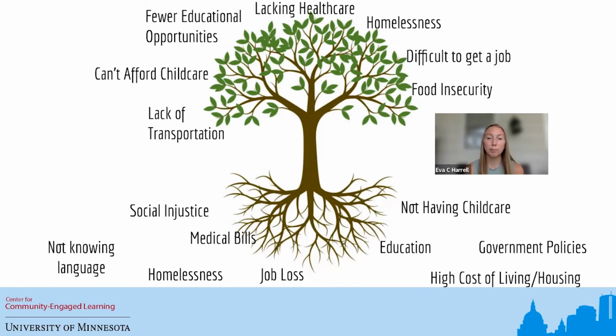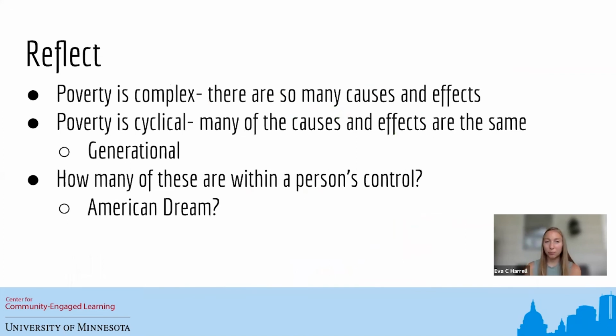So these are all examples of things that can either cause poverty or are the visible effects of poverty. But with this tree, we can look at it and see that poverty is complex. There are so many causes and so many effects, but it's also cyclical. Many of the causes and effects are the same. We went through that on the tree, which ones could go either way, whether they could cause someone to go into poverty or be an effect, a hardship that someone faces because they've gone into poverty.